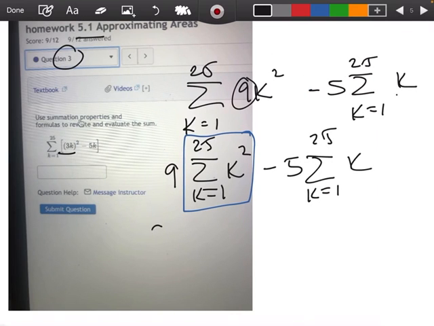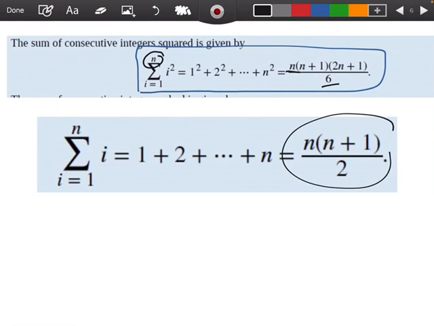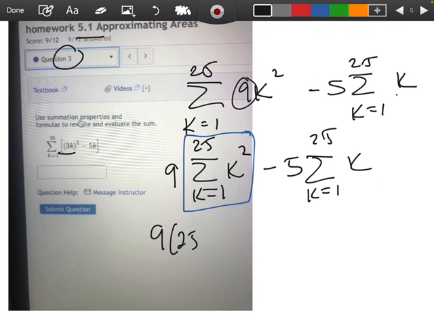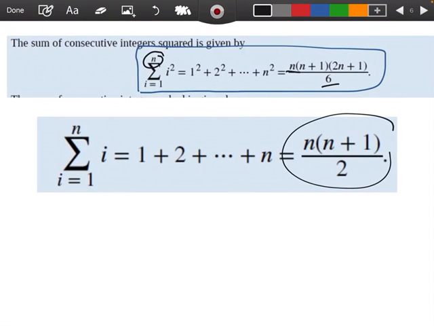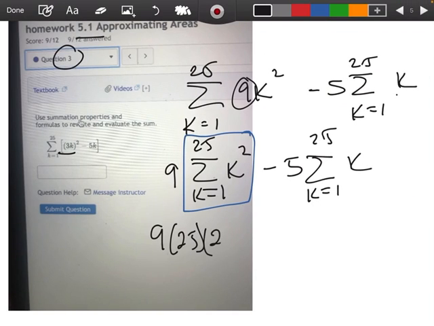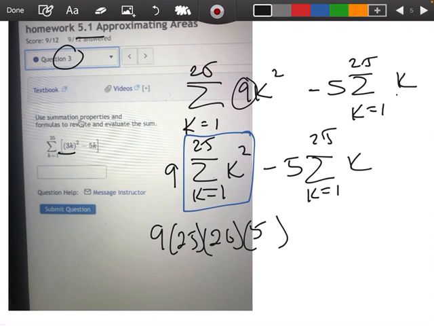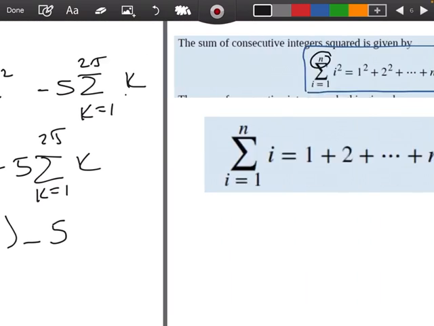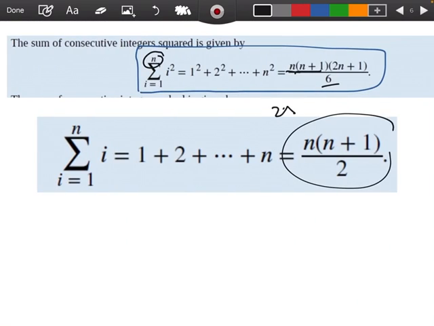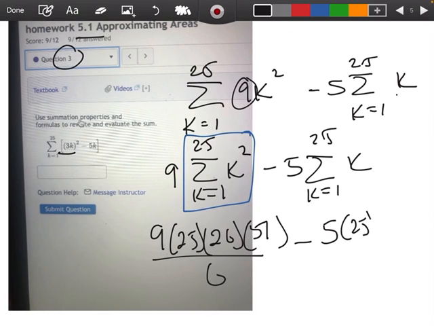So look, we're going to have 9, and then I'm going to come back here. Instead of an n, we have a 25, and 25 plus 1, a 26. And then we have 2 times 25, which would be 50 plus 1, 51, okay, all over 6, minus 5 times, let's see, the sum for consecutive integers. Again, remember, n is 25. So that's 25, that's 26, and that's a 2. So 25, 26, and all over 2 right here.